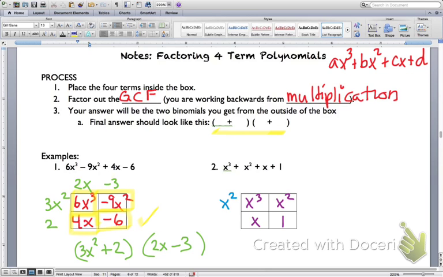So let's look at our first box. This one's x cubed. We have x squared on the left. We need one more x on the top to get x cubed.